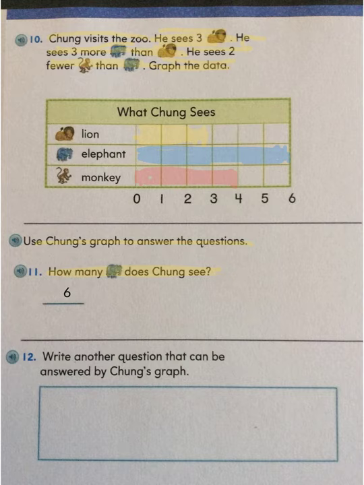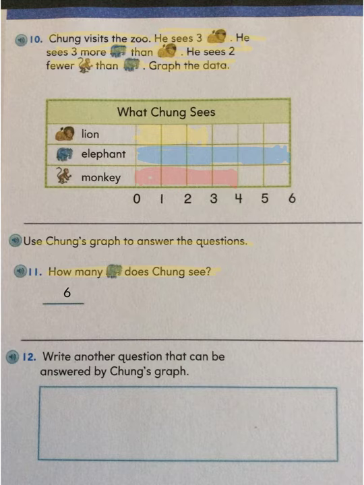All right, we're on our last one. We have to write another question that can be answered by Chung's graph. We already were asked, how many elephants does Chung see? We could ask, how many lions does Chung see? Or how many monkeys does Chung see? Or how many monkeys and elephants does Chung see?